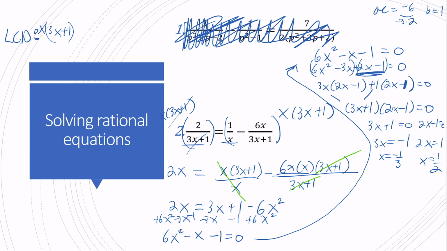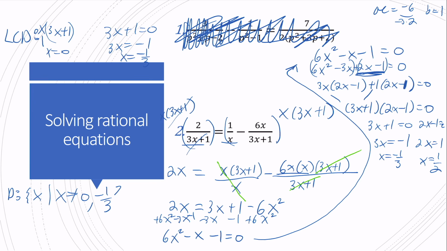Are these in my domain? Well, what's my domain? Well, I can't have x equal to 0, and I can't have 3x plus 1 equals 0, which means I can't have 3x equal to negative 1 or x equal to negative 1/3. So x can't equal 0 and x can't equal negative 1/3. Well, what are my solutions? I have negative 1/3 and 1/2. So negative 1/3 is not a solution because it's not in my domain. My only solution is going to be when x equals 1/2.